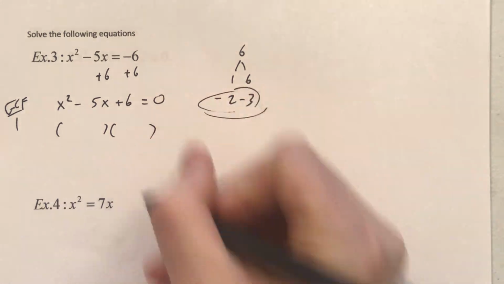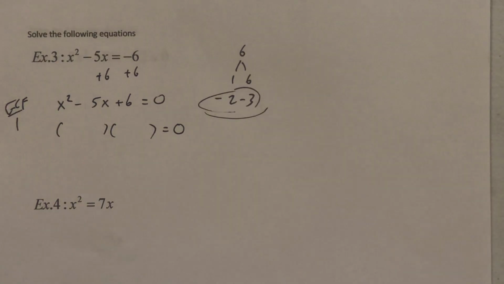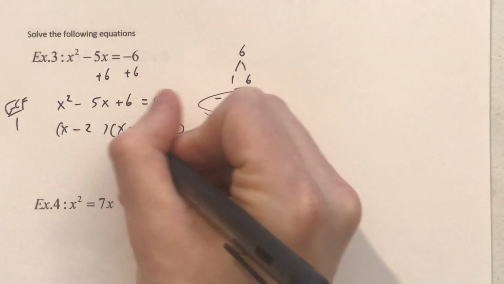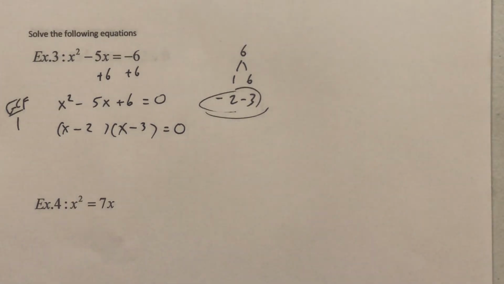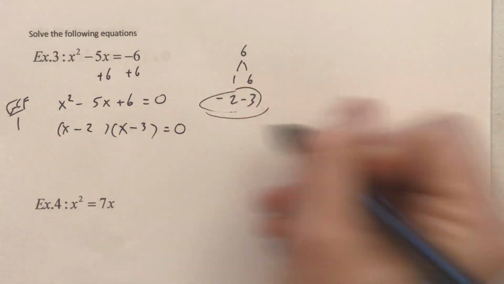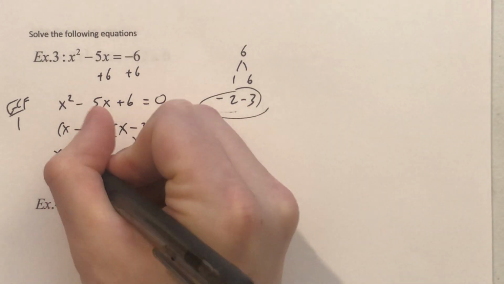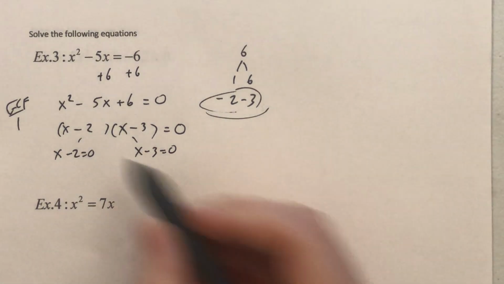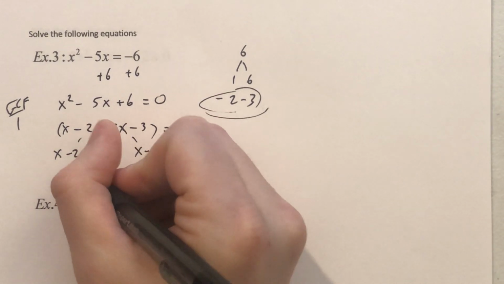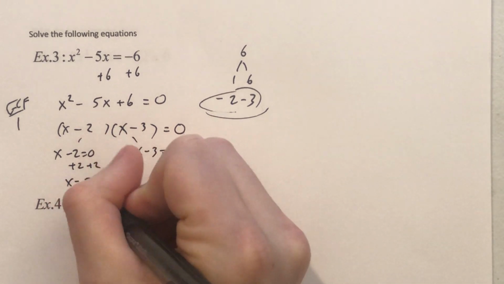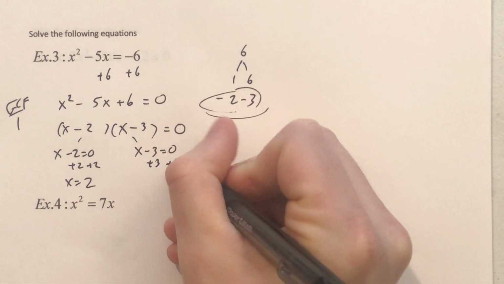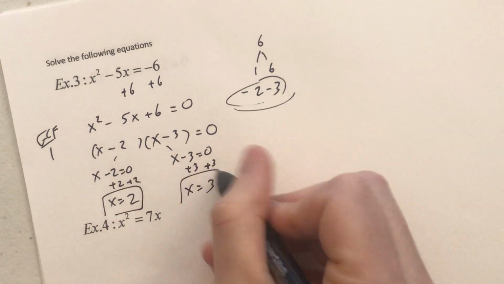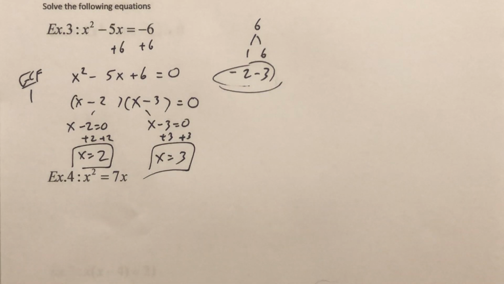So we can fill in our binomials, and I'll make sure I don't forget the equals 0 there. Start off with x's, fill in those blanks with the number game, -2, -3. And then I'll kind of squeeze it in here. We can have x minus 2 equals 0 and x minus 3 equals 0. We can then break those apart and solve them, right? Add 2 to both sides or add 3 to both sides. And we're going to get our two separate answers, 2 and 3.